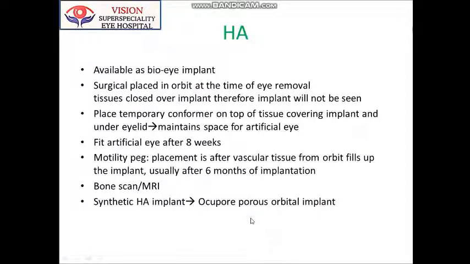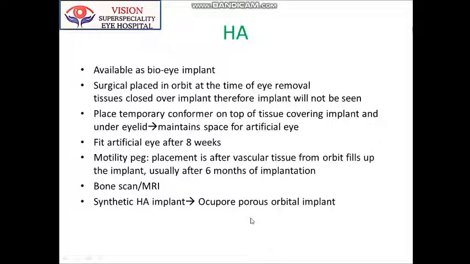Hydroxyapatite implant is available as the Bio-Eye implant. It is surgically placed in the orbit at the time of eye removal. Tissues are closed over the implant, therefore the implant will not be seen. A conformer is placed temporarily on top of the tissues covering the implant and under the eyelids. This maintains space for the further artificial eye. The artificial eye is fitted 8 weeks after this procedure.